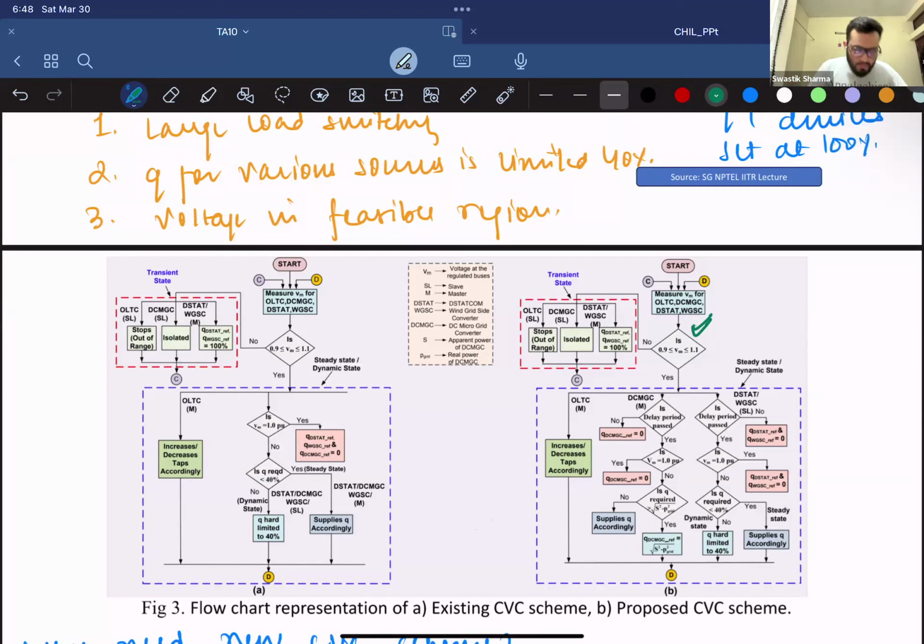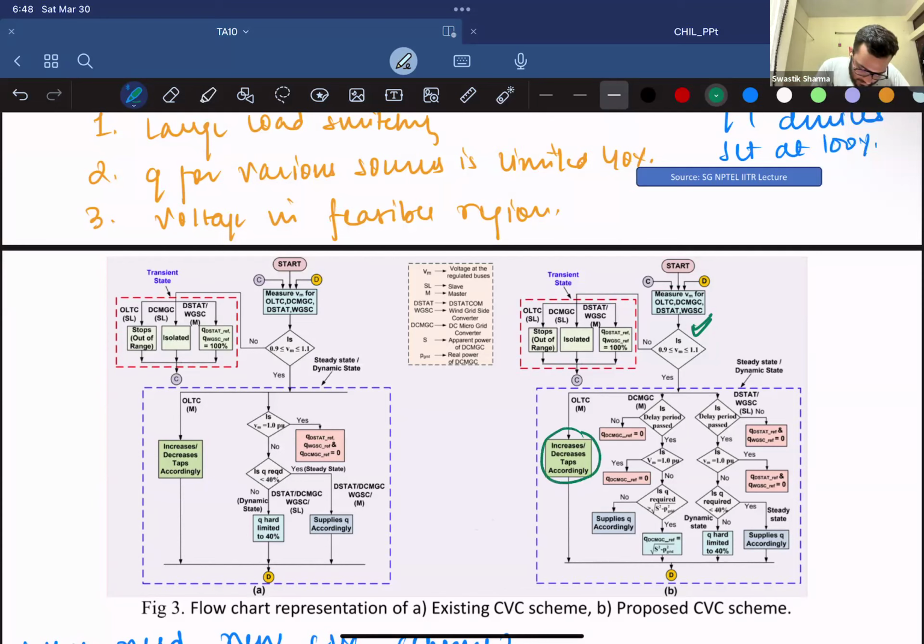What do you do? Your OLTC and your DC microgrid, which are slow acting devices, take on the role of master. Why do they do that? Because you don't need the operations of DC. So first you check if you really need the help of something. The slow acting devices come into place, and you check if you require help from them, if Q is there or not, because your voltage is still in the feasible range, right?